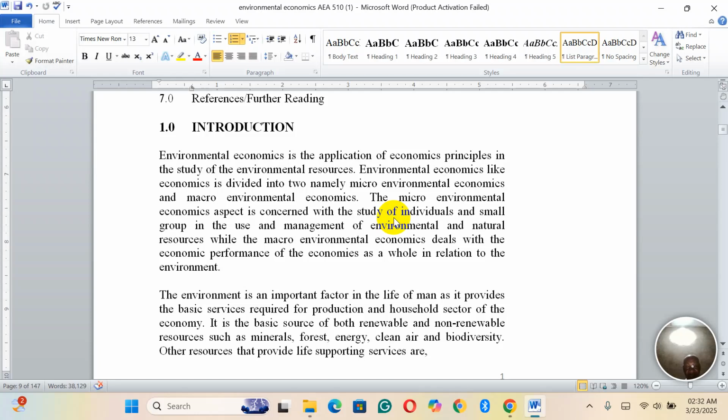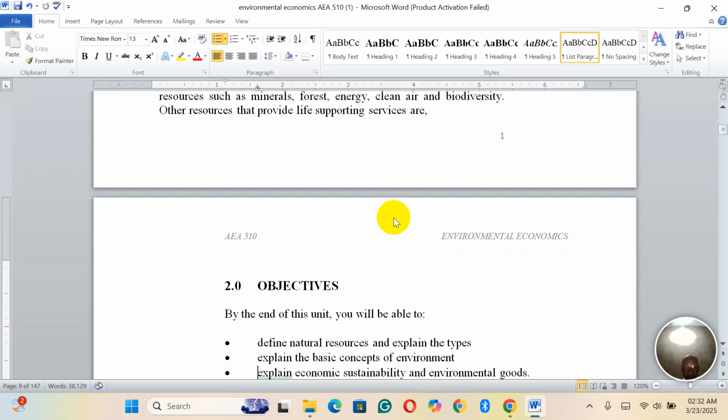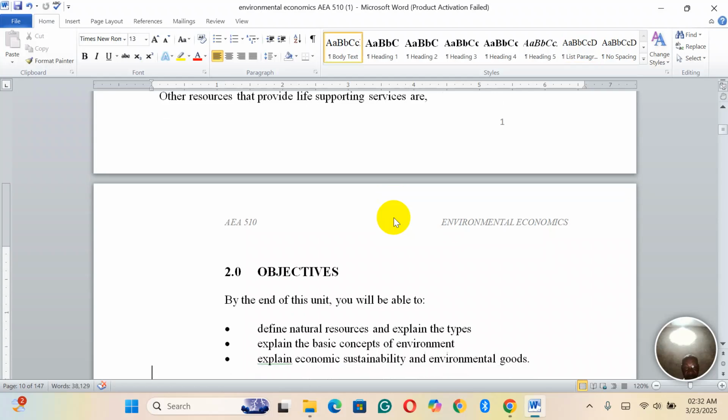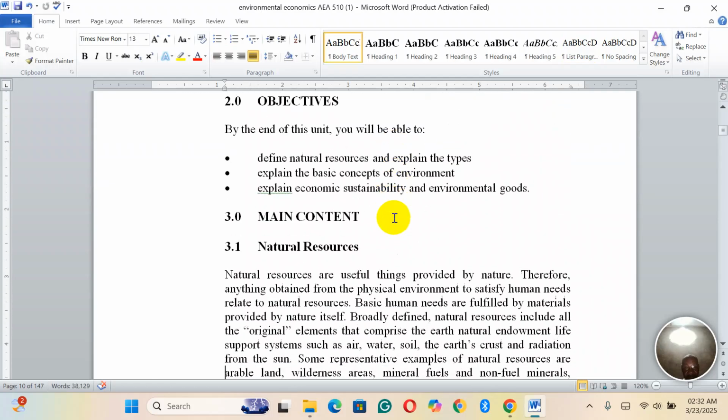The environment is the basic source of both renewable and non-renewable resources such as minerals, forests, energy, clean air, and biodiversity. Other resources that provide life supporting services are also involved. So we're looking at the natural resources.